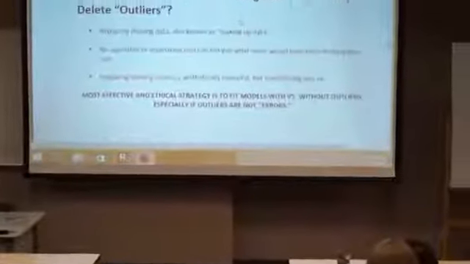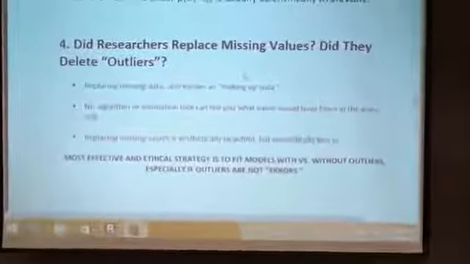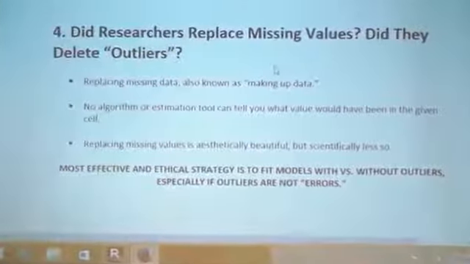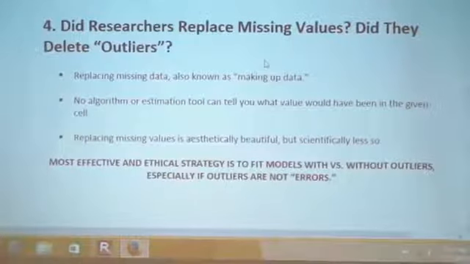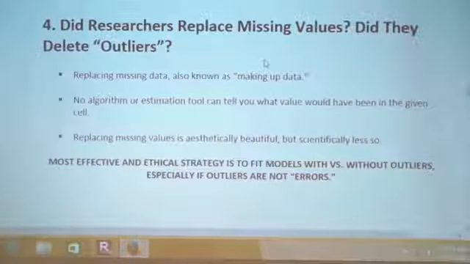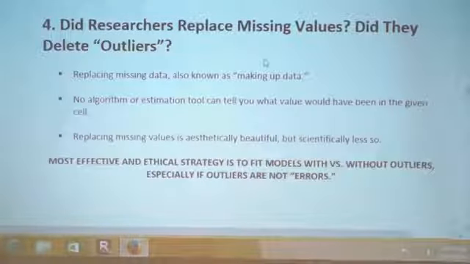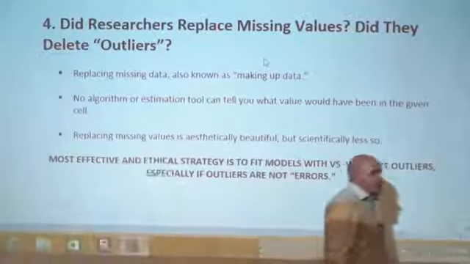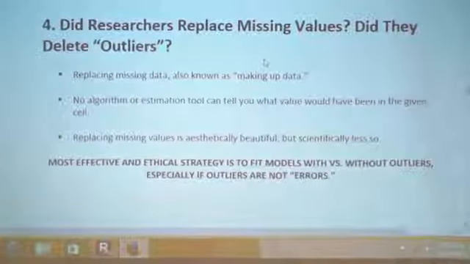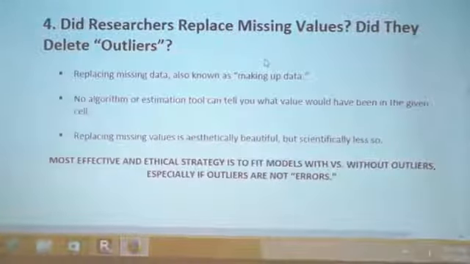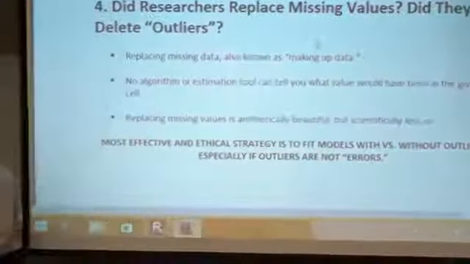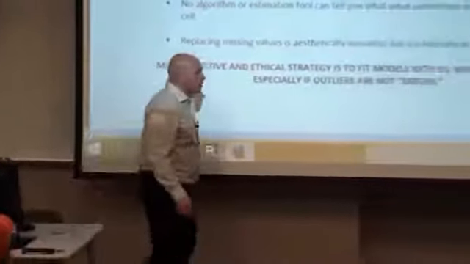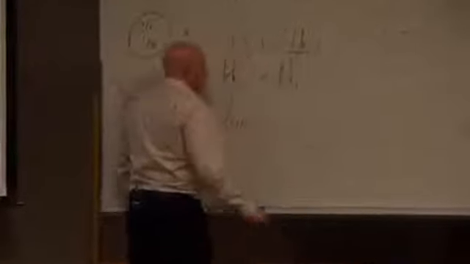Number 4, did researchers replace missing values? Did they delete outliers? I'm going to say something else here that a lot of people may disagree with. Replacing missing data is also known as making up data. Okay. Sorry. That's my opinion. I don't care what algorithm you're using. I don't care how sophisticated your missing data procedure is. I don't care how good of a job it does. When you put an observation into the cell that's not there, it's called making up the data point.